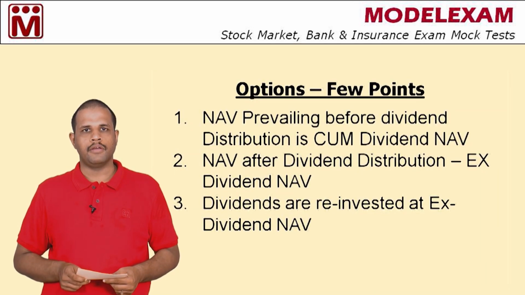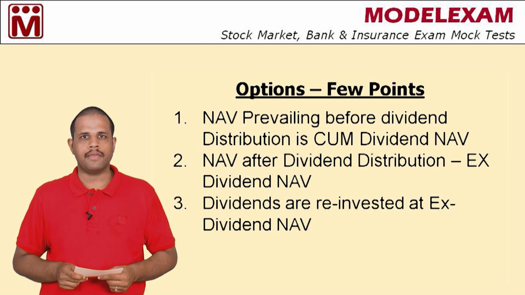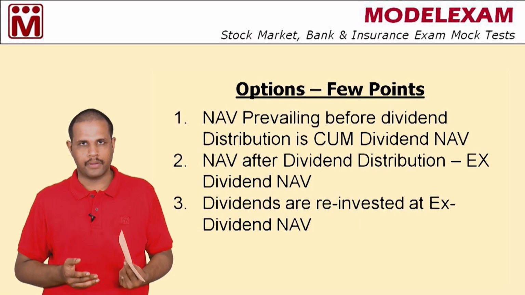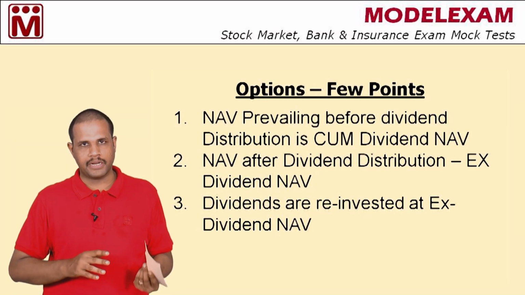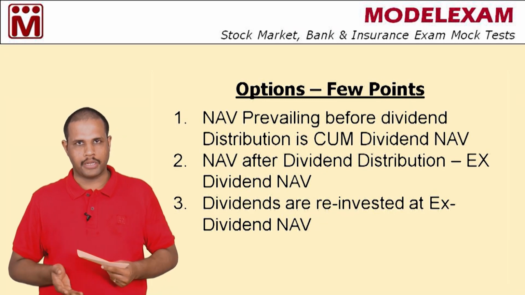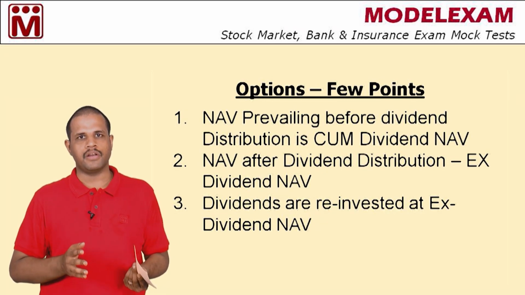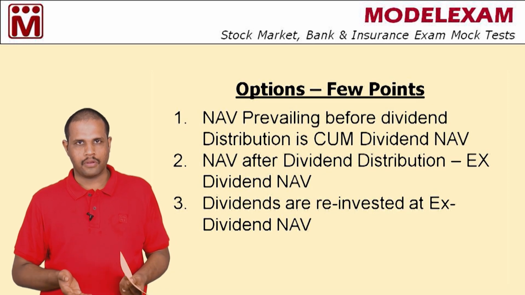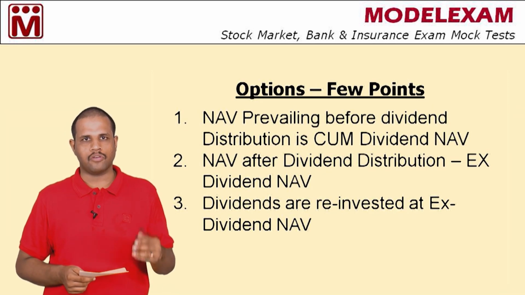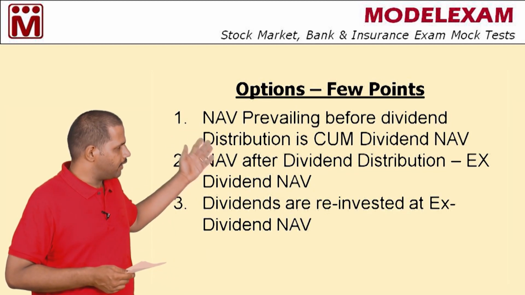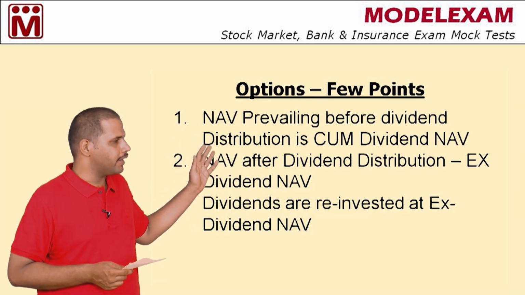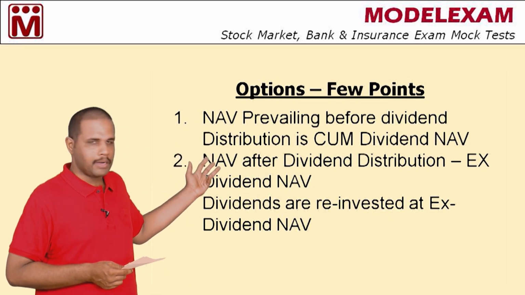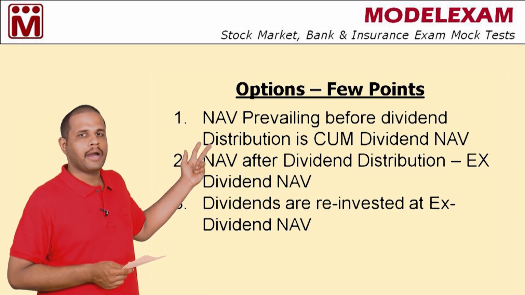A few points about dividend plan. The NAV prevailing before the distribution of dividend is known as cum dividend NAV. And the NAV after dividend distribution, that is after record date, is known as ex dividend NAV. Record date is the date on which dividends are distributed. In case of dividend reinvestment plan, dividends are reinvested at ex dividend NAV. So these are the things we should remember about dividend payout, dividend reinvestment and growth plans.